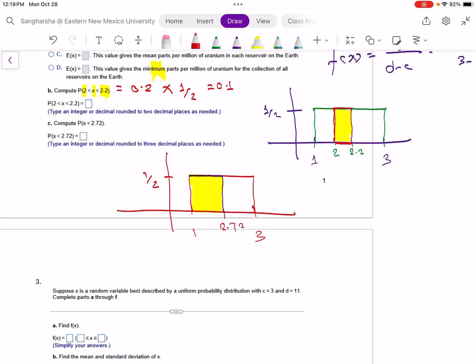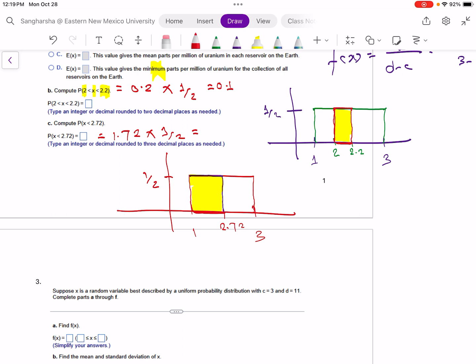And what will this area be? What is this distance? How do we find it? 2.72 minus 1, that is 1.72 times the height. What is the height? 1/2. You simplify, you get the probability.